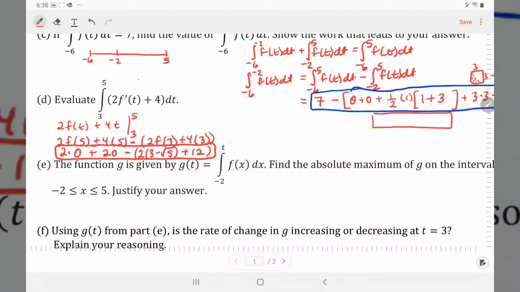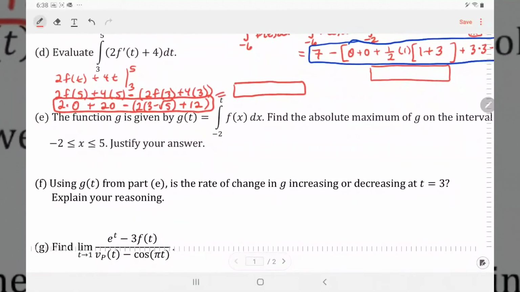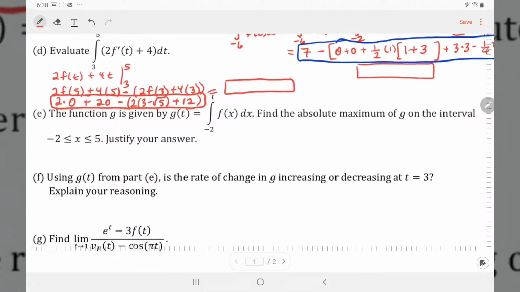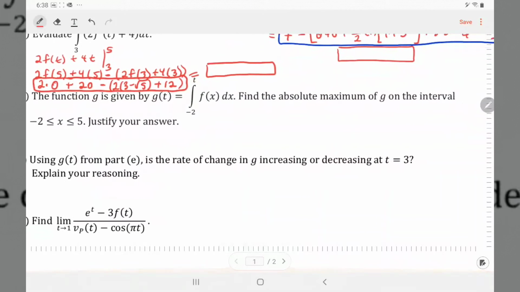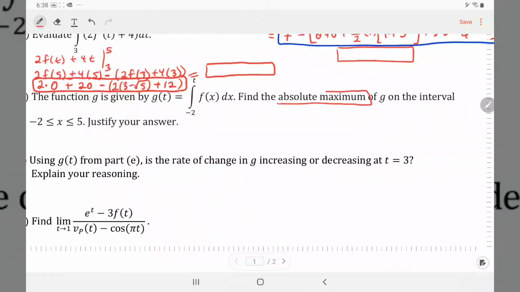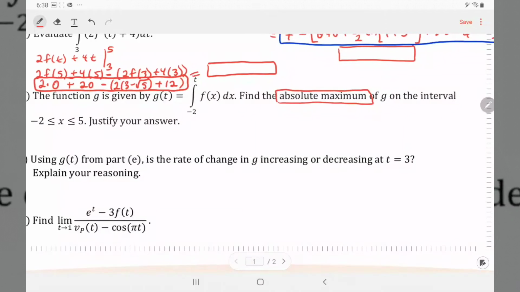The function g is given by this. Find the absolute maximum on the interval. Absolute maximums take a while. So just in case I ran out of time, I'm going to go to the other part first. Use g from part E. Is the rate of change increasing or decreasing? And then g is find the limit. Oh, this is probably L'Hopital. So let me substitute.